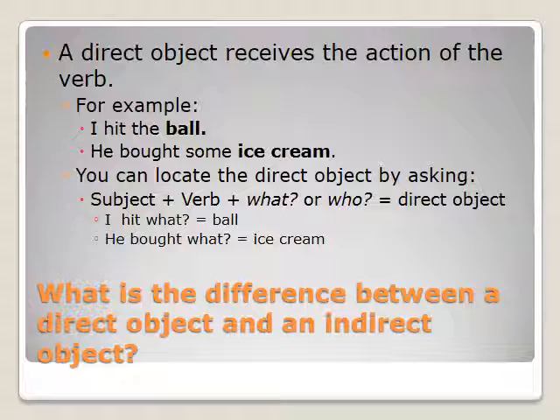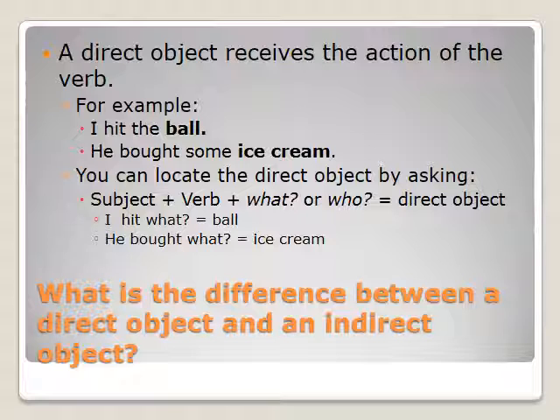Now, we just talked about object pronouns, and we said that object pronouns are things that go after verbs or after prepositions. When we're talking about direct and indirect objects, we can use this same idea. Normally, the direct object is the thing that comes after the verb, and the indirect object comes after a preposition. But let me break this down a little bit more specifically.